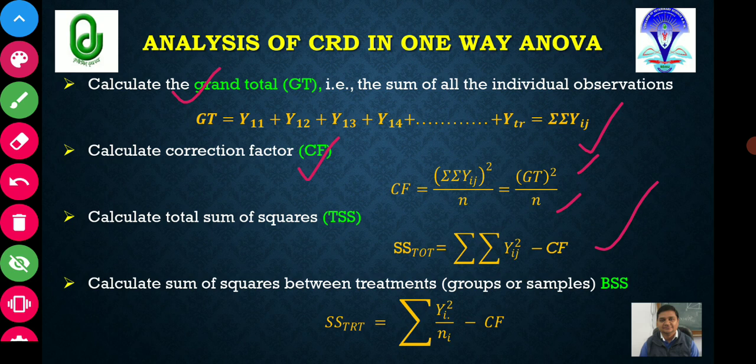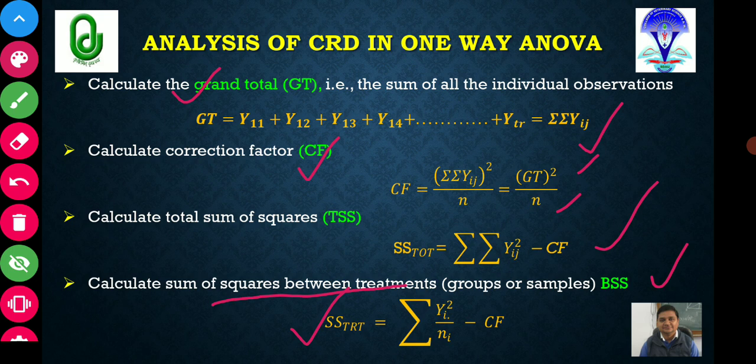Next, calculate the sum of squares between treatments, that is, the sum of squares due to treatment. This is also called the group sum of squares, sample sum of squares, or between sum of squares. Here I have written it as BSS, that is, between sum of squares. So you have 5 treatments.